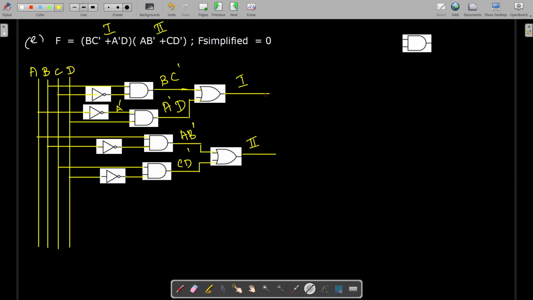The first term and the second term are now combined using a two input AND gate. So this output is the function, isn't it?